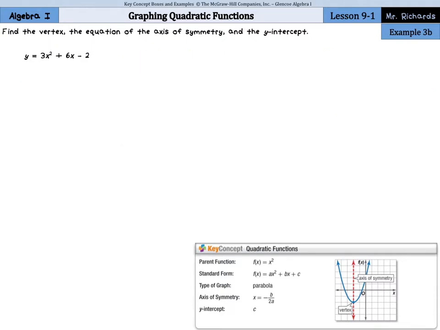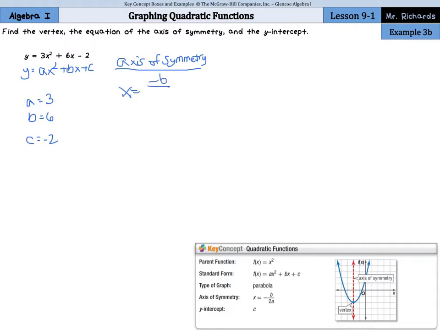And if we practice this now one more time, let's remember that the standard form of a quadratic function is y equals ax squared plus bx plus c. So here my a is equal to 3, my b is equal to 6, and my c is equal to negative 2. And so if we start off once again by trying to find the axis of symmetry, we'll pull this formula one more time, not last time, but certainly one more time. X equals negative b over 2a.